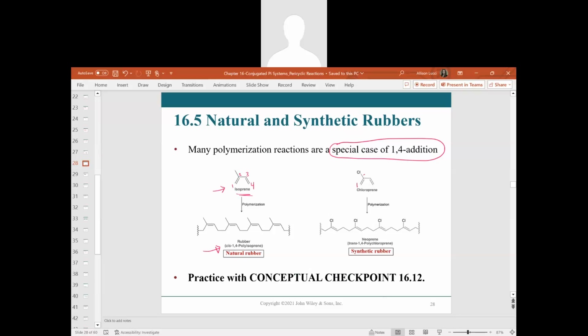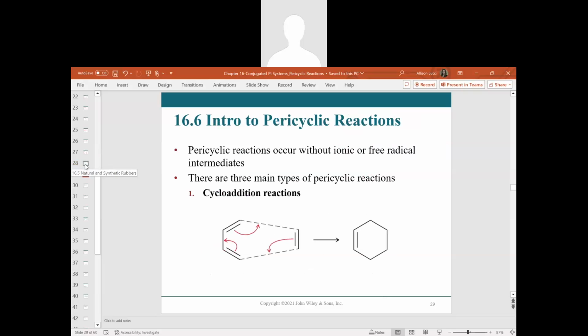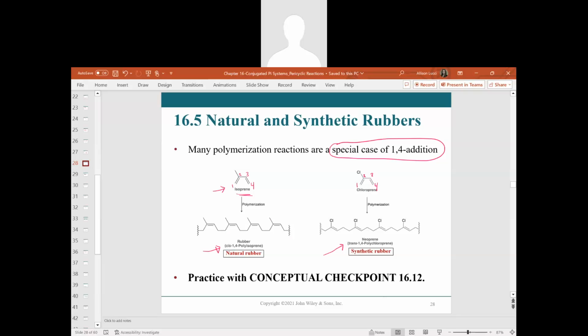Then we have chloroprene, and similarly, if we were to number our carbons 1 through 4, we can see this special 1,4 addition through this polymerization process to go from chloroprene. So on carbon 2, we have that chlorine, to what we call down here in the polymer form, neoprene, or trans 1,4 polychloroprene. This is a form of synthetic rubber. So we will look at another distinct type of reactions in section 16.6 in the next video.